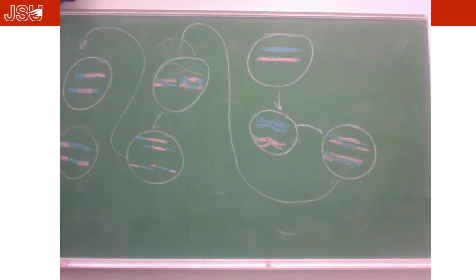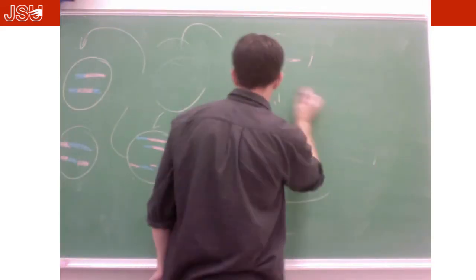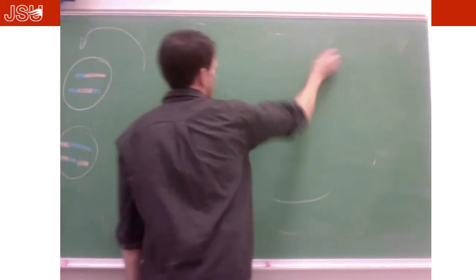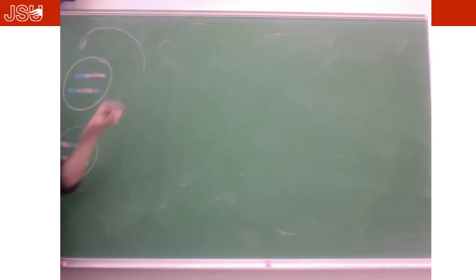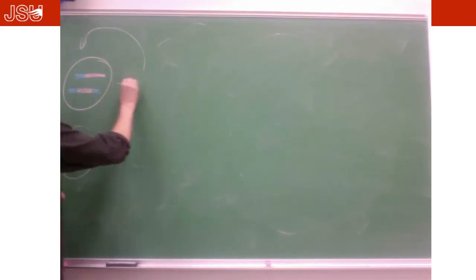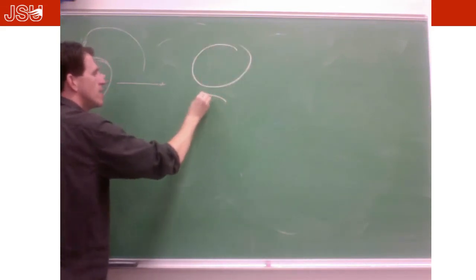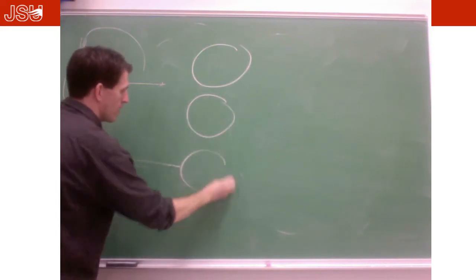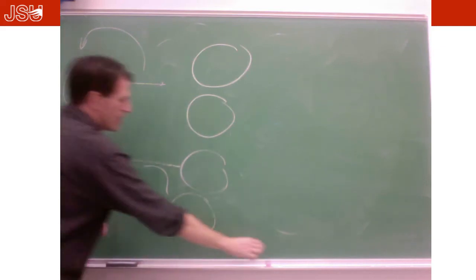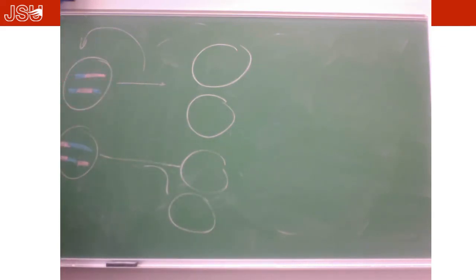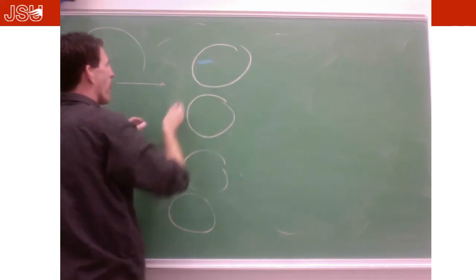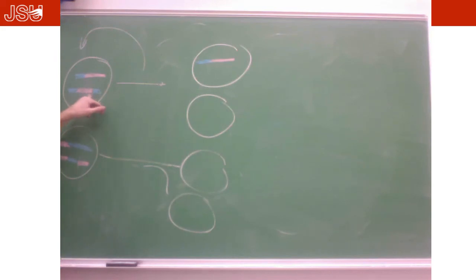So what are we going to do? This one is going to split, and this one's going to split. Are we going to replicate DNA beforehand? No, we're not. All right. So I'm going to erase everything but these right here. This one is going to go this direction. This one's going to go this direction. Now we are in meiosis two. All right? Meiosis two. All right? This one will get... This one goes with this one. This one goes with this one.